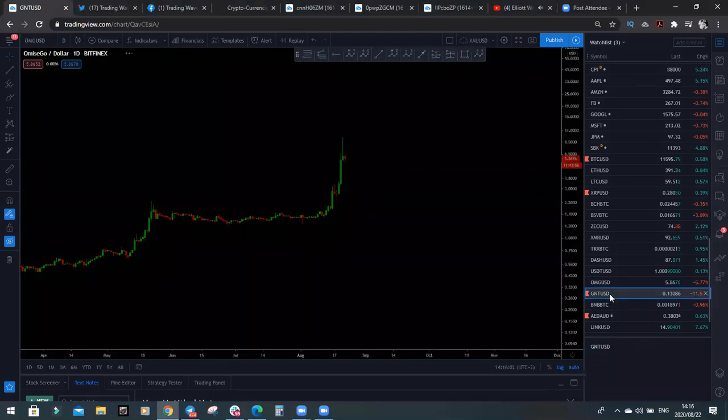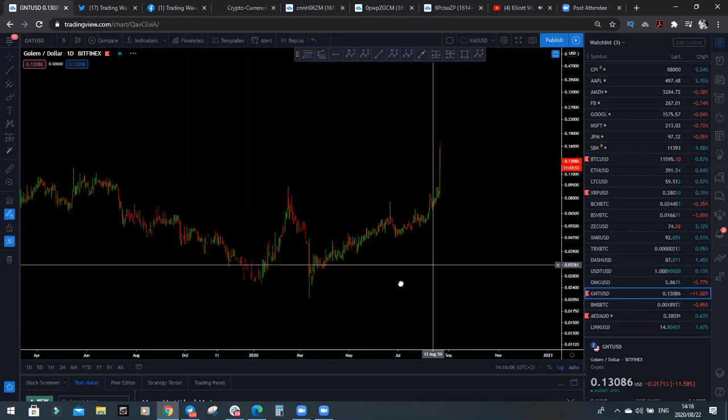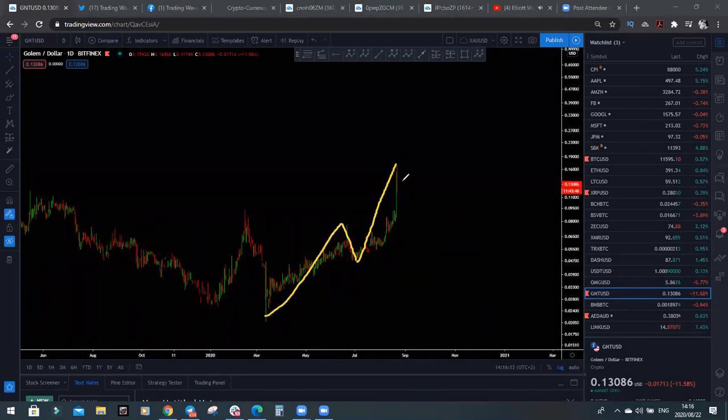Golem. Golem as well has made a sharp 3-wave move to the upside. Expect this to make a 3-wave. That's already a 3-wave move. Expect this one to pull back and continue to the upside. We're still looking for continuation to the upside on Golem as well.